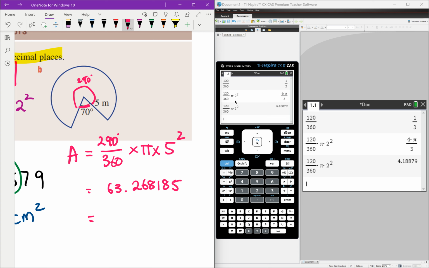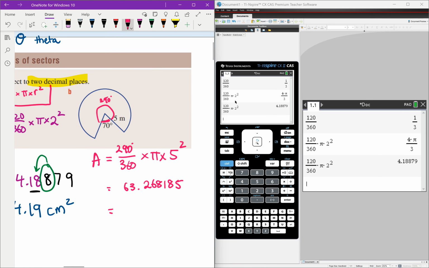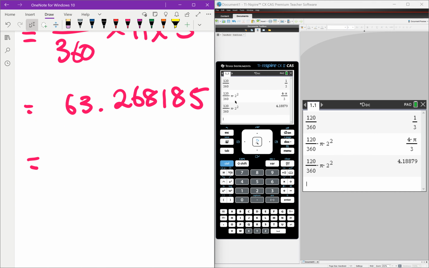63.268185388. Very good. So we got the same answers here. If you got 63.268185, that is correct. But you want to correct this to 2 decimal places. Correcting to 2 decimal places, what would this equal to going all the way back? Oh, it looks like Jake is ready. Jake, round this to 2 decimal places for me. What would it be?